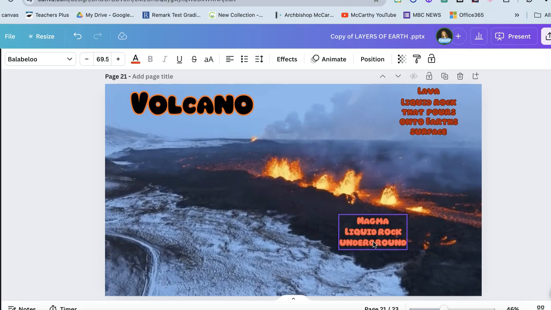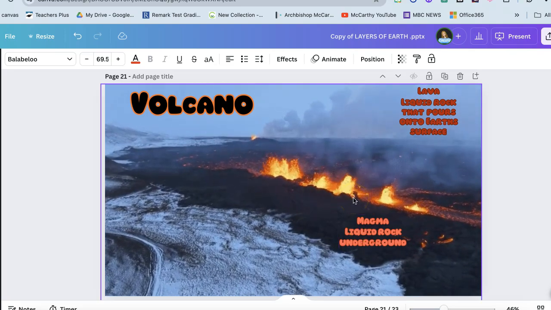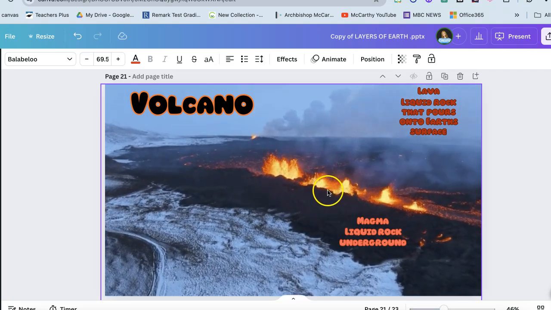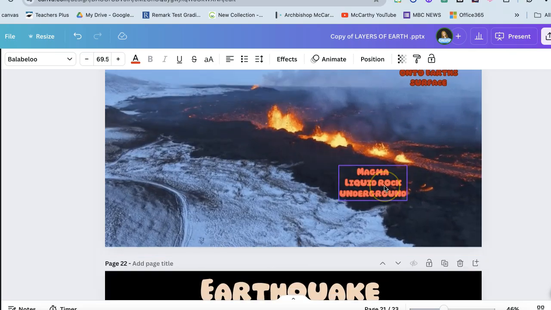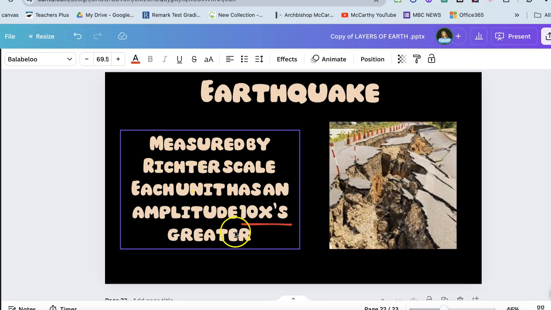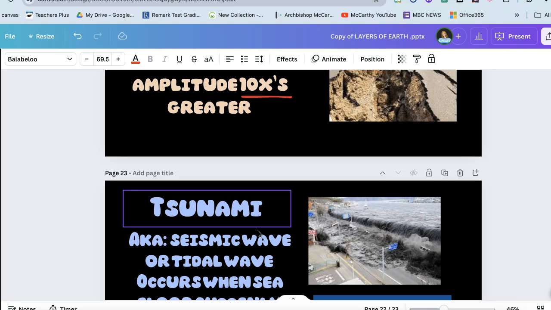Volcanoes are a result of shifting of plates. Magma rises, flows through the asthenosphere, puts pressure on the plates, and when you have any kind of shift like convergent or divergent, volcanoes can erupt and lava will flow onto the surface. Earthquakes occur due to all shifts, and you have to know that they are measured by the Richter scale, and each number would be 10 times greater.